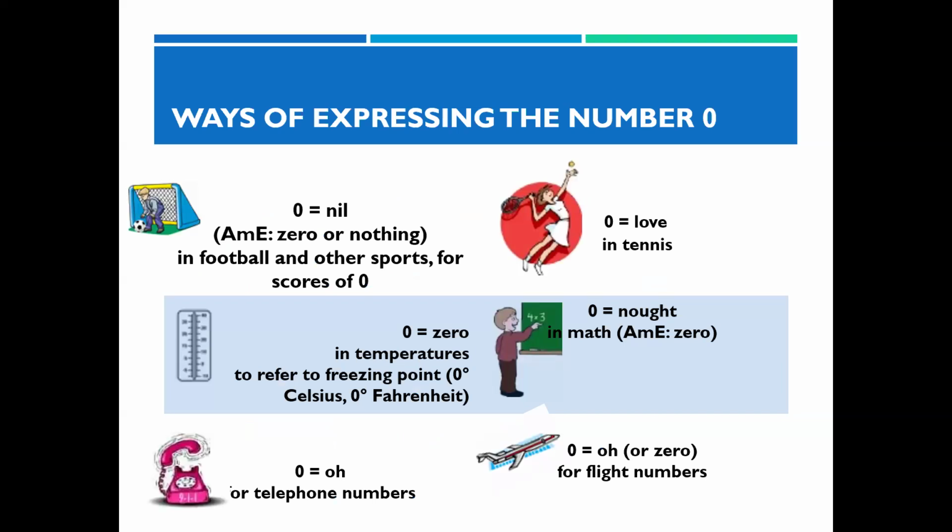Now, how to express the number 0? There are many different ways to say the number 0 depending on the situation. In math, we say naught, yeah, in British English, or zero in American English. And then in sports, we say nil, like in football. In tennis, we say love for 0. And then for temperatures, we say zero, like zero degrees Celsius.